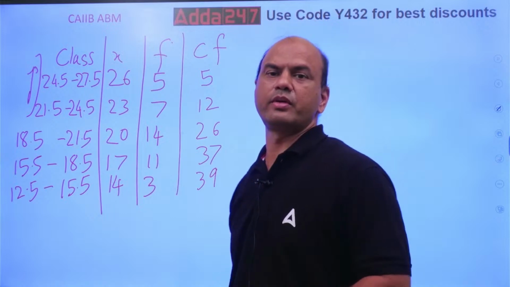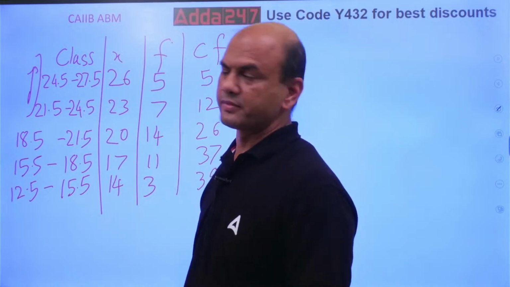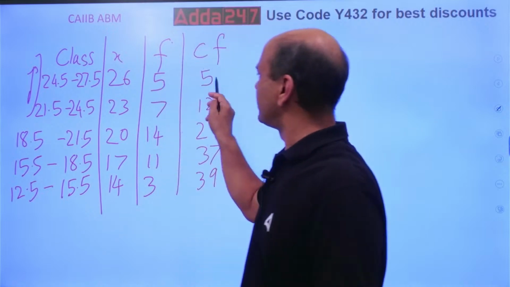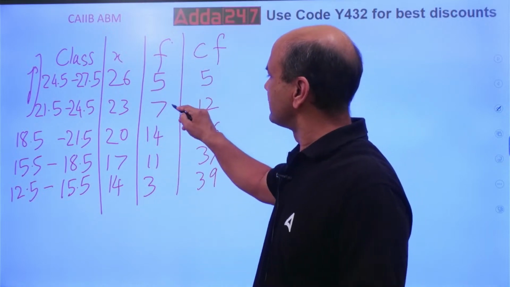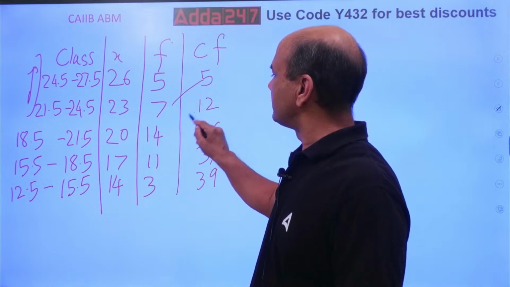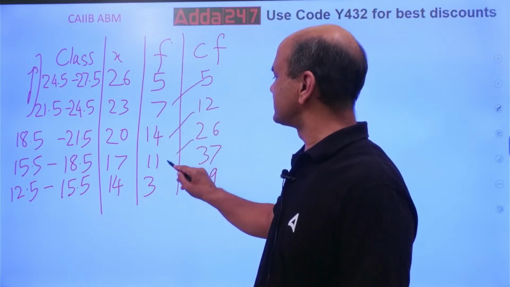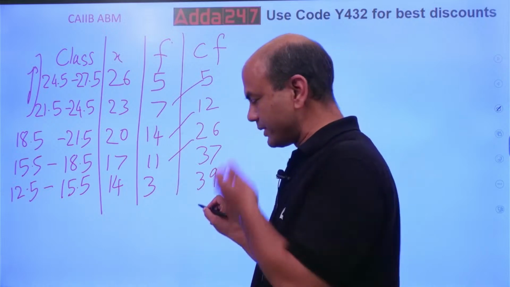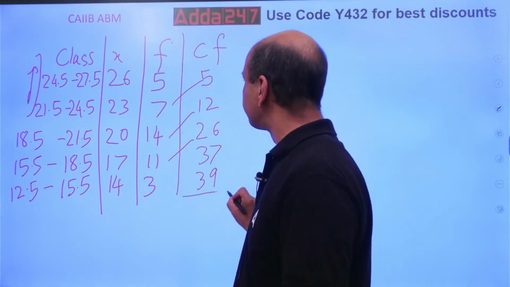For that, what you require is the cumulative frequency. Cumulative frequency means just go on adding. 5, 5. 5 plus 7 is 12. 12 plus 14 is 26. 26 plus 11, 37. 37 plus 3, 39. So your N becomes here 39.